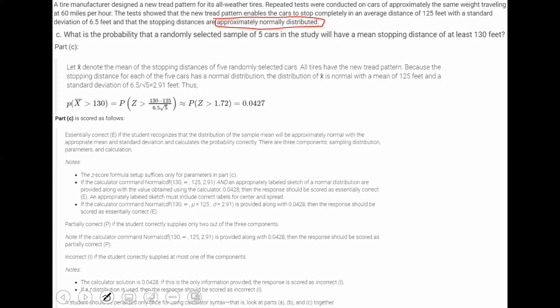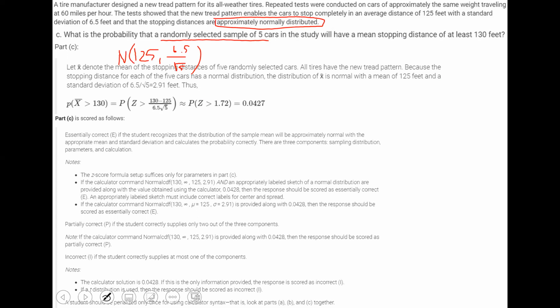And the reason we are steering away from binomial is that we are randomly selecting 5 cars. So it's not like we want 2 out of 5 cars or at least 3 out of 5 cars kind of thing. It's like, okay, what is the probability? So we need to say that the distribution of this is normal with mean 125, but then the standard deviation would be 6.5 divided by square root of 5, because we are selecting a sample of 5, okay?